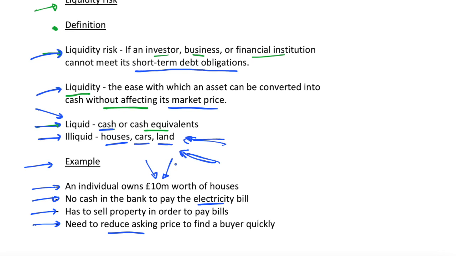If it's just one property, you might have to sell for, say, £5 million, and you just lost half of your investment simply because you didn't have enough cash in the bank to pay your bills. So this is a key problem. Say, for individuals, you need to have cash in the bank in order to pay for your short-term debts, buy food, electricity, and so on. But the same is true for companies.